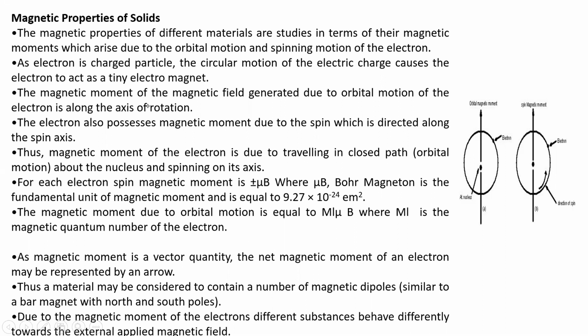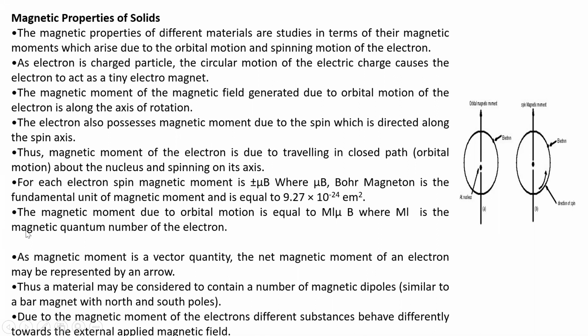The magnetic moment of the magnetic field generated due to orbital motion of the electron is along the axis of rotation. The electron also possesses a magnetic moment due to the spin, which is directed along the spin axis. Thus the magnetic moment of the electron is due to traveling in a closed path about the nucleus and spinning on its own axis. For each electron spin, the magnetic moment is plus or minus mu B, where mu B, the Bohr magneton, is the fundamental unit of magnetic moment and is equal to 9.27 × 10^-24 Am².